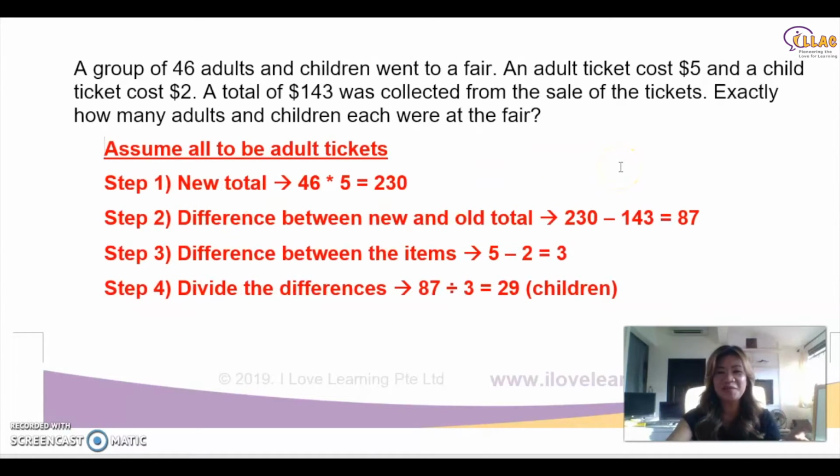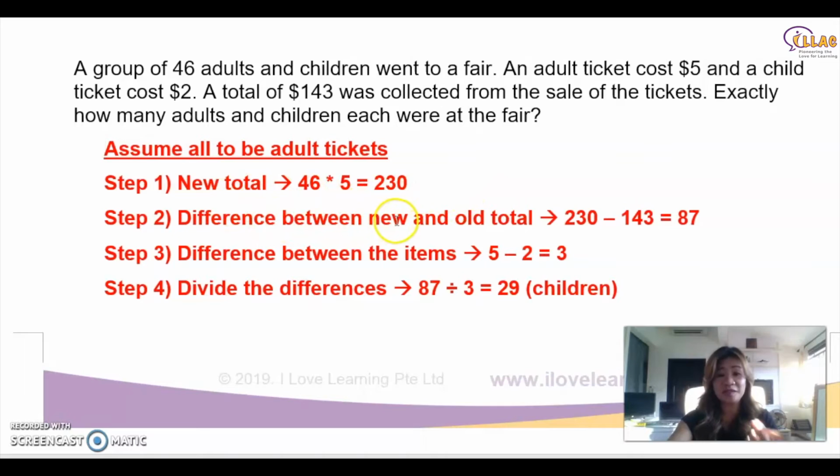Okay, I hope you're done with your question. Did you get the answer 29 children? Don't worry, let's go through this. So assume all to be adult tickets. Okay, assume all to be one item first. So what is the new total if all 46 tickets are adult tickets? Adult tickets are $5 each. So 46 times 5, you get $230.